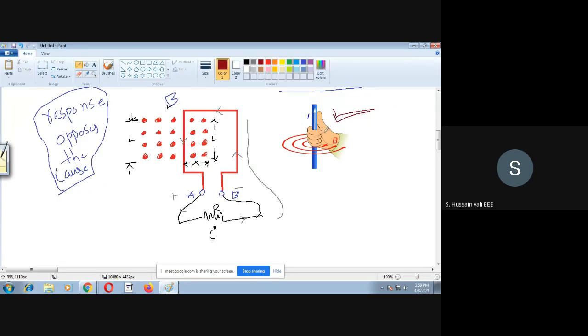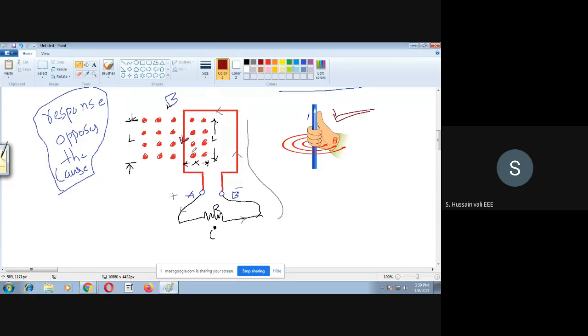So what is the direction of the current here? The direction of the current is this one, in this direction. On this side, the direction of the current I have drawn downwards because I have taken this as plus and this as minus. So if I take this as downwards, then what is the direction of the flux?